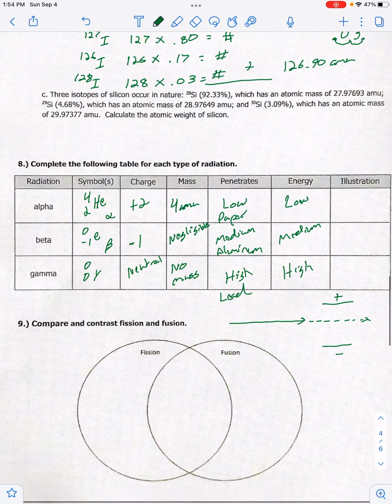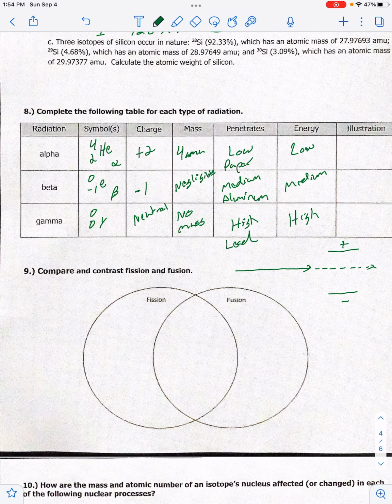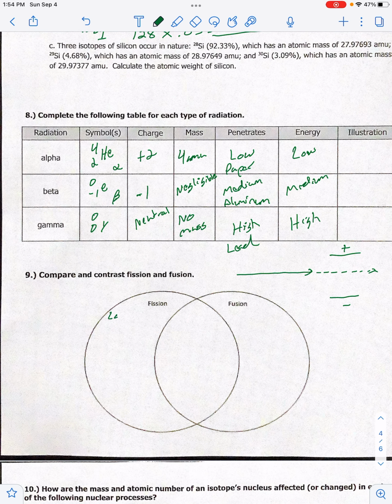Okay, fusion and fission, this won't take long to do because this is just a simple Venn diagram. Okay, so we're going to talk about both of them. So fission, remember, is when you break something apart. So okay, you're going to break from large into small. Okay, so you take a big atom, you fire a neutron at it, and you break that into pieces. Okay, it releases energy, and then the neutrons from that atom goes on, breaks apart another atom, and causes a chain reaction. Okay, it is also highly radioactive.